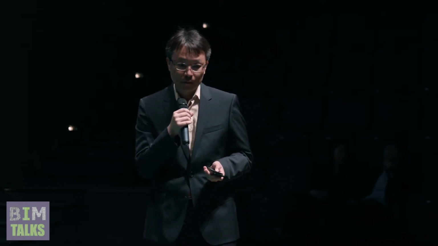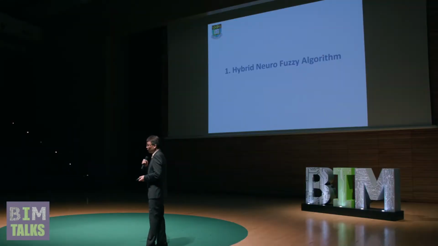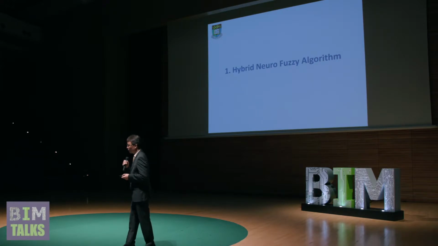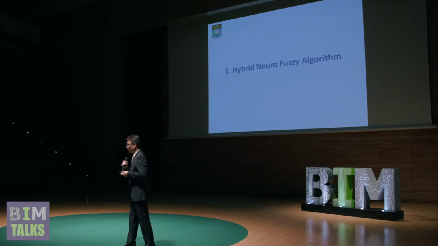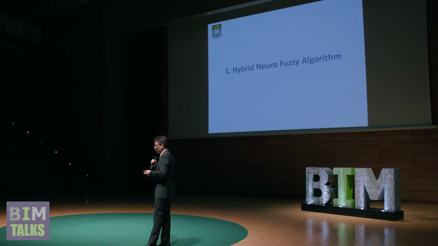image-based modeling. I'd like to start with the neural fuzzy algorithm. This study was started in 2014, so it's about 5 years ago. And at that time, we thought that this was the most advanced algorithm we could use to process images. And later on, we identified that deep learning-based algorithms are a lot better in terms of performance. So I'll introduce these two.